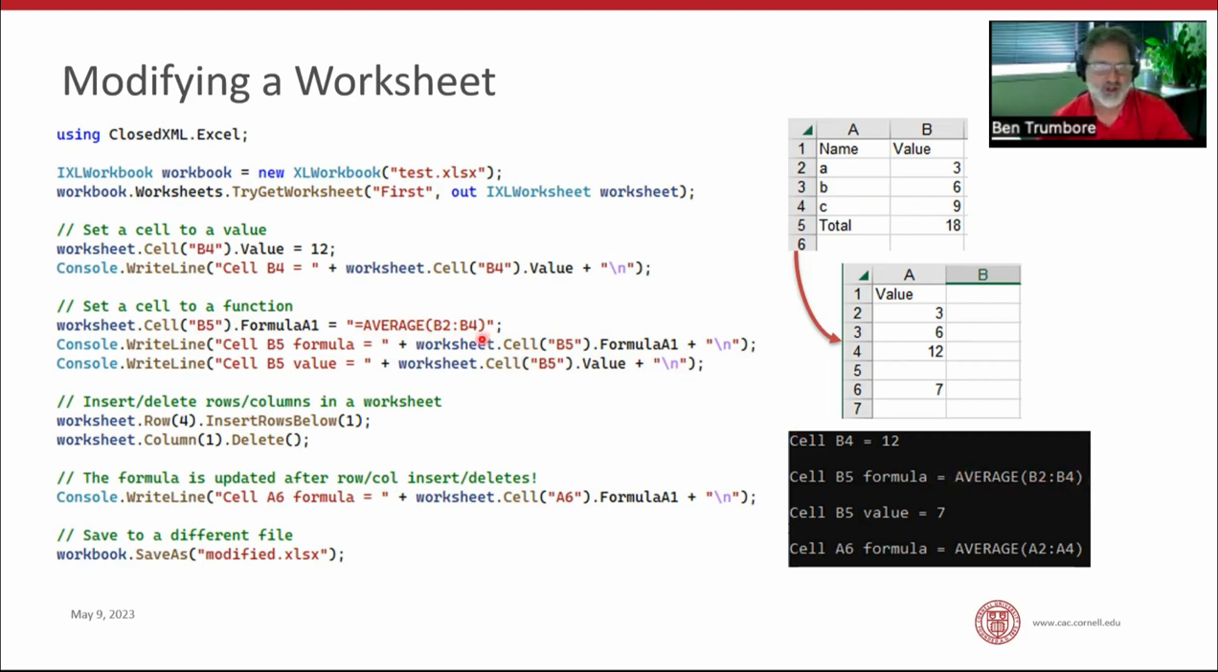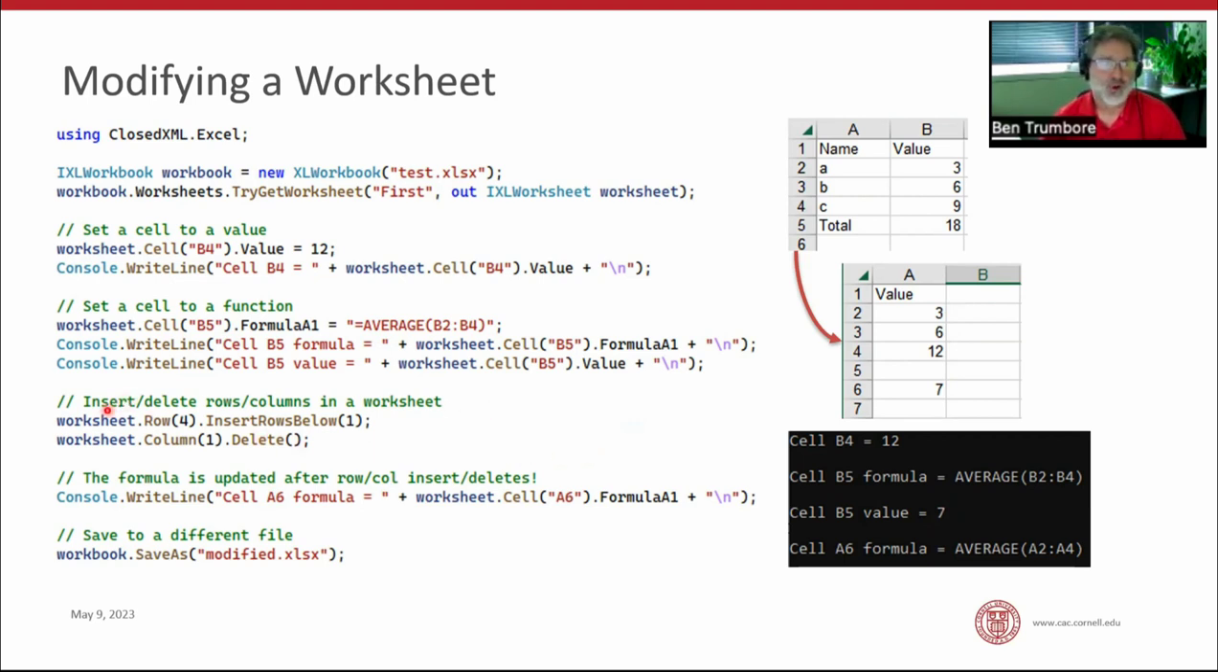That formula has been changed. And then I ask for the value, and now I get the value 7, which is, if you add up 3, 6, 12, you get 21, divided by those 3 is 7. So in fact, the new formula has already resulted in a recalculated cached value that I'm able to see here in my program.